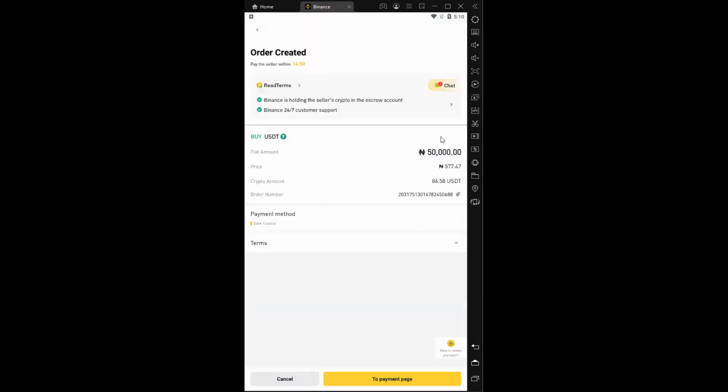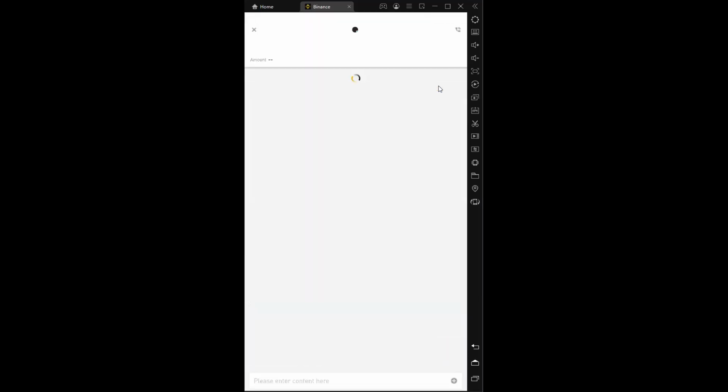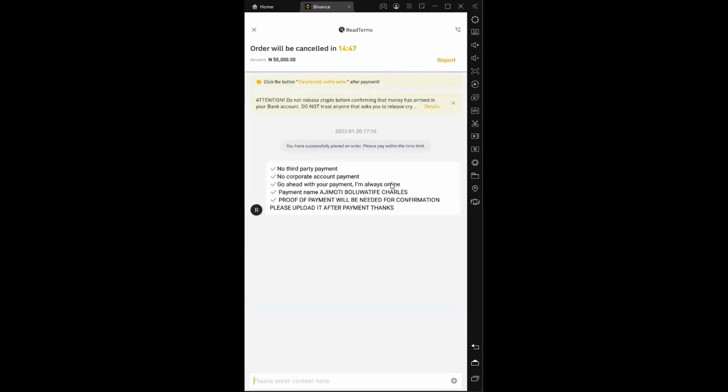Okay, I said the other time that there's an interface for you to chat. So these are the person's terms: no third-party payments, no corporate account payments, payment name must match. Proof of payment will be needed, so please upload it after payment. This order will be cancelled in 14 minutes. So if I don't make this payment in 14 minutes, this particular order will be cancelled.